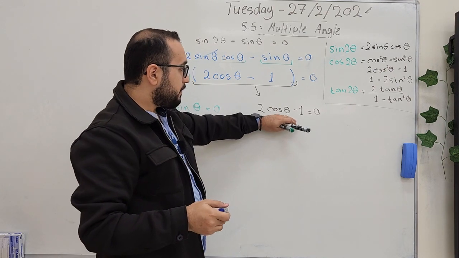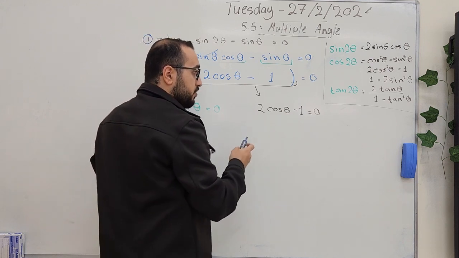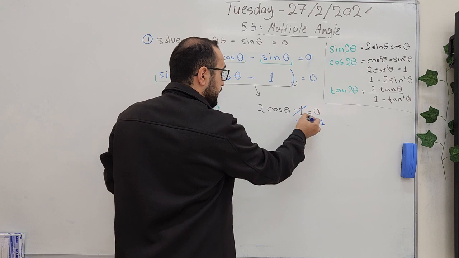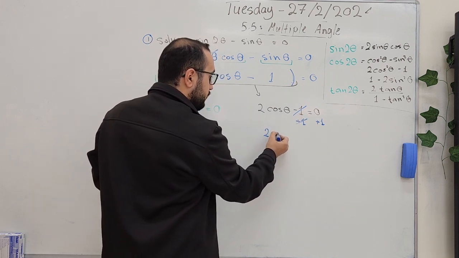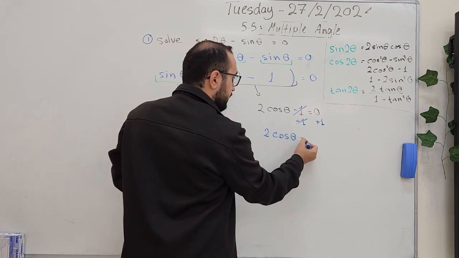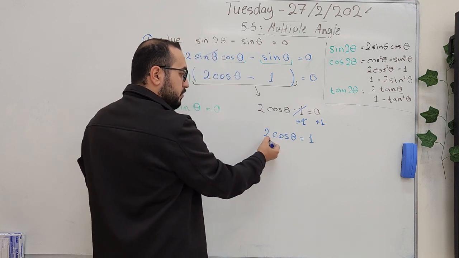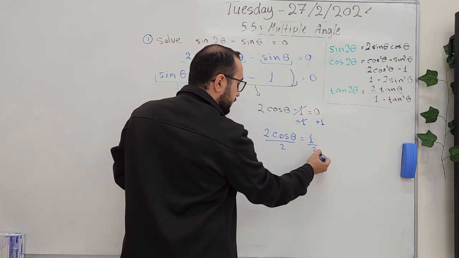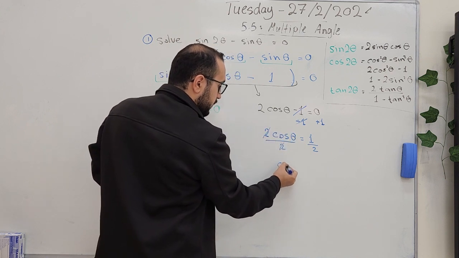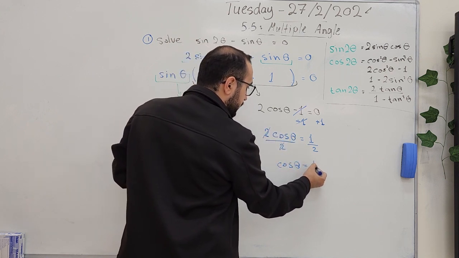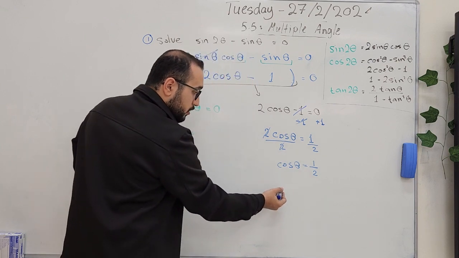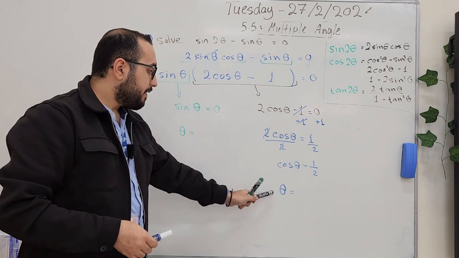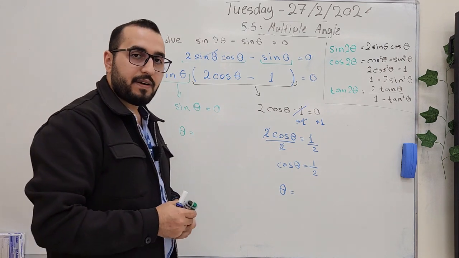First, let's simplify this one here. To simplify this one, I have to add 1 to both sides. Cancel this out, so it remains 2 cosine theta equals 1. Now, to cancel the 2, I have to divide by 2 on both sides. So cosine theta equals 1 over 2. So now I have to find theta. Okay, perfect. How can I find theta here and how can I find theta here?